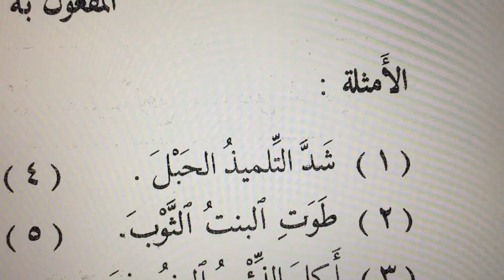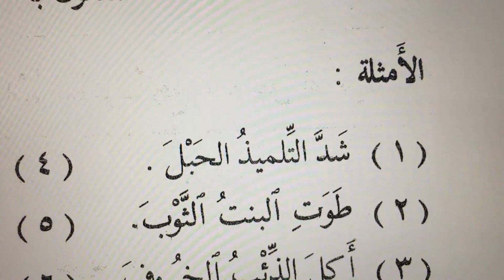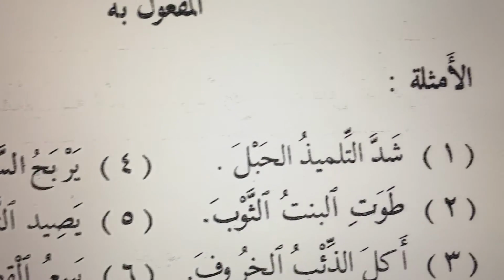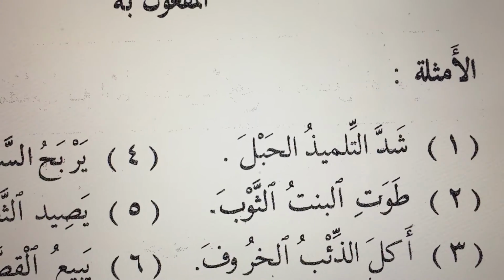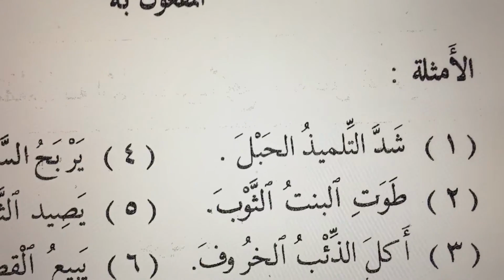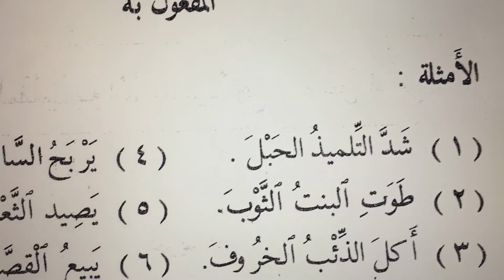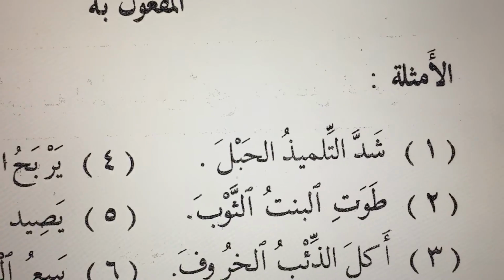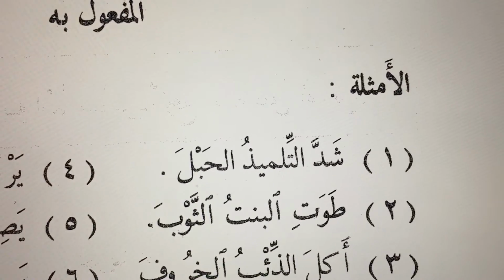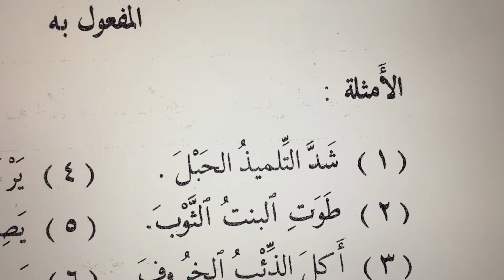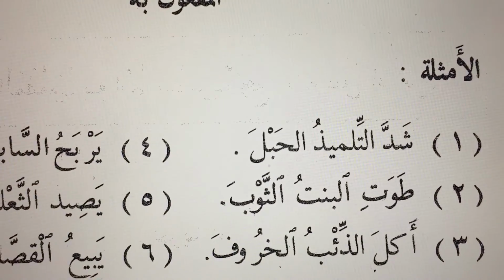This is a very nice example of a sentence containing شد, pull, فعل. التلميذ فاعل, the actor of the sentence, and الحبل, the thing that the act goes to, or happens to, is the object. الحبل is called المفعول به. I will not talk about object or subject. I just need you to study it like Arabic grammar. شد فعل ماضي because there is nothing before it. التلميذ فاعل مرفوع بالضمة. We will talk about it later.